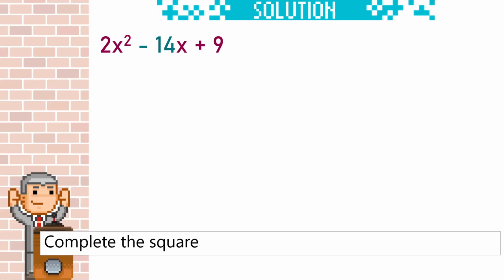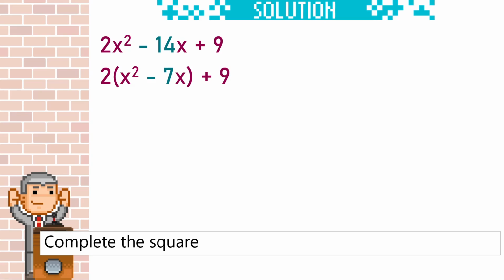There are a couple of changes in this question that make it a bit trickier. First, we have a coefficient of the x squared term that isn't 1. Also, we have a number term. Completing the square only works when a, as in the coefficient of the x squared term, is 1. We'll need to factorise the 2 from the x squared and the x terms.